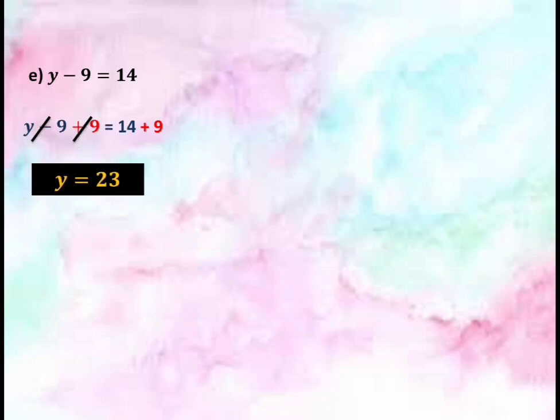Here I have y minus 9 equals 14. To get rid of minus 9, I'll put the opposite of it on both sides. So I'll put positive 9 on both sides. On the first side, negative 9 and positive 9 cancel together, remains y alone, and 14 plus 9 equals 23.